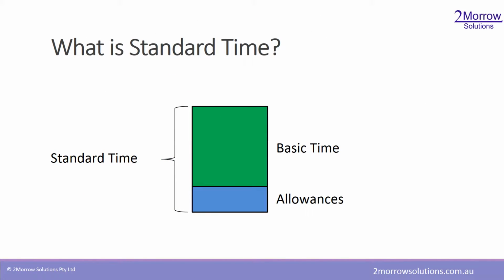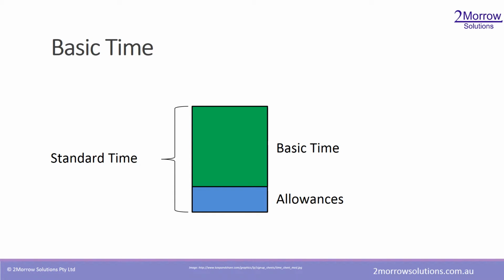To implement an engineered standard time system, we need to understand what is a standard time. Standard times are used for productivity measurement, product costing, and capacity calculations. A standard time consists of the basic, or sometimes known as normal time, and allowances.